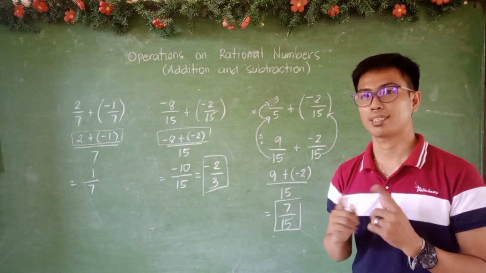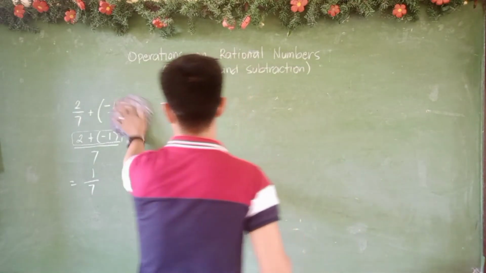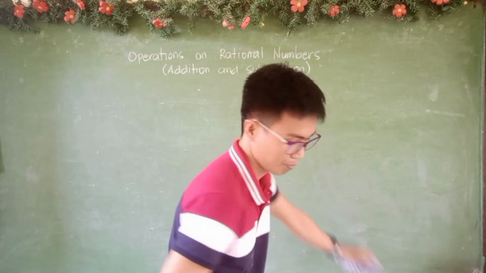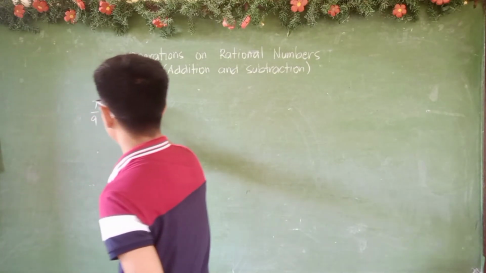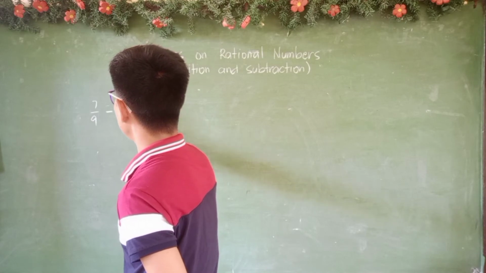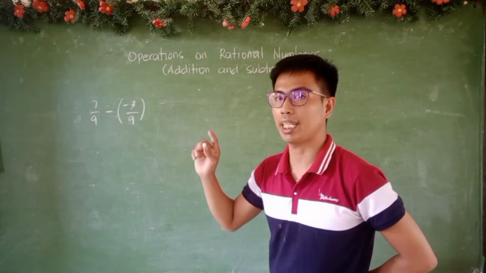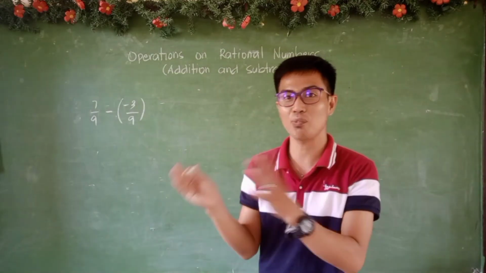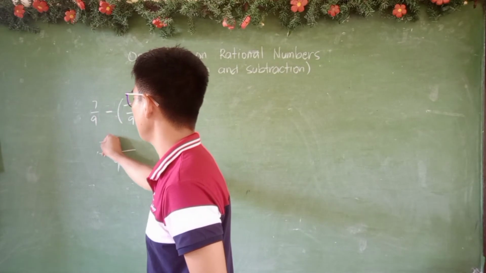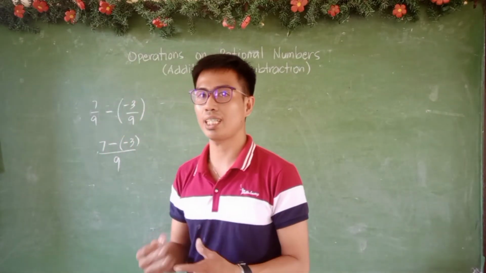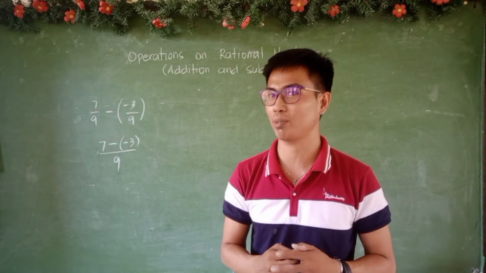So let us proceed with subtraction. Okay, so in subtraction, let's say we have 7 over 9 minus negative 3 over 9. So let's say we have that example. So 7 over 9 minus negative 3 over 9. So they are similar fractions, so kopyahin lang natin yung denominator. So we will have 9, and then we will have 7 minus negative 3. So 7 minus negative 3 is subtraction of integers. So alam natin yung rule or yung process kung paano tayo mag-subtract ng integers.